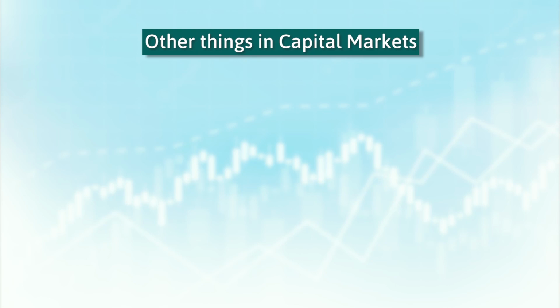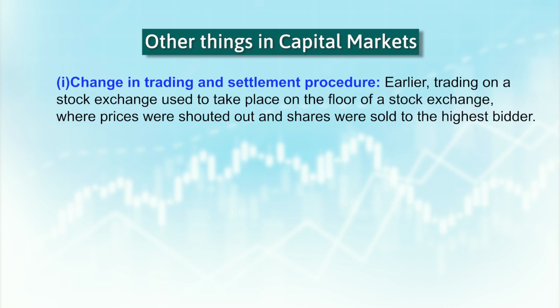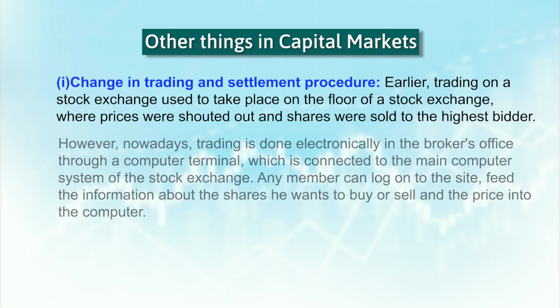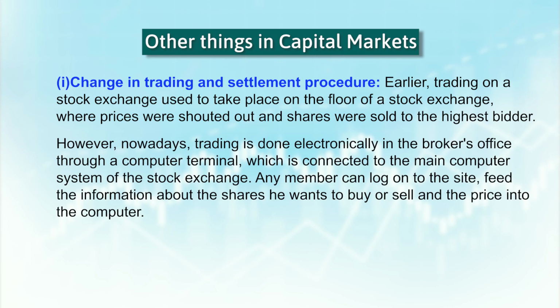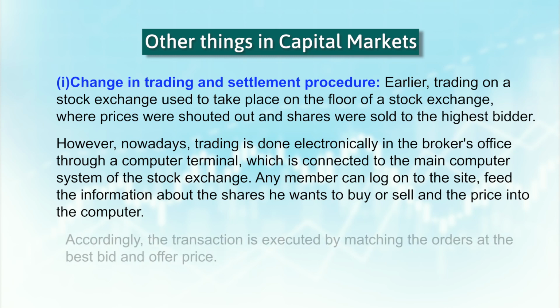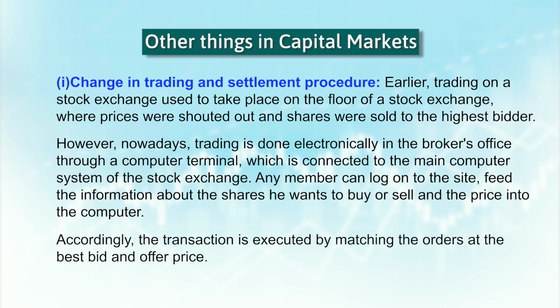Other things that took place during this period was the change in trading and settlement procedure. Early trading on a stock exchange used to take place on the floor of the stock exchange, where prices were shouted out and shares were sold to the highest bidder. However, nowadays we know that this is not done. Trading is done electronically in the broker's office through a computer terminal which is connected to the main computer system of the stock exchange. Any member can log in, feed the information about the shares he wants to buy or sell and the price into the computer. Accordingly, the transaction is executed by matching the orders at the best bid and offer price.